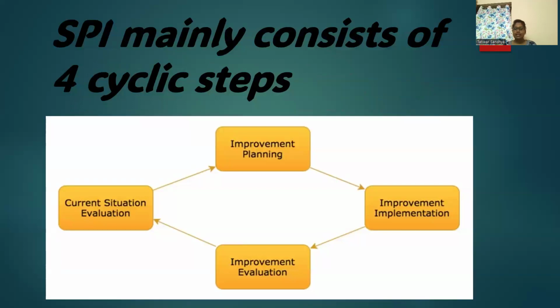SPI, software process improvement, mainly consists of four cyclic steps. The first step is current situation evaluation. The second is improvement planning. The third is improvement implementation, and the last is improvement evaluation. First, we should see the current situation, and later we should plan how to work on it. Next, we should implement the improvement, and lastly we should evaluate that process.